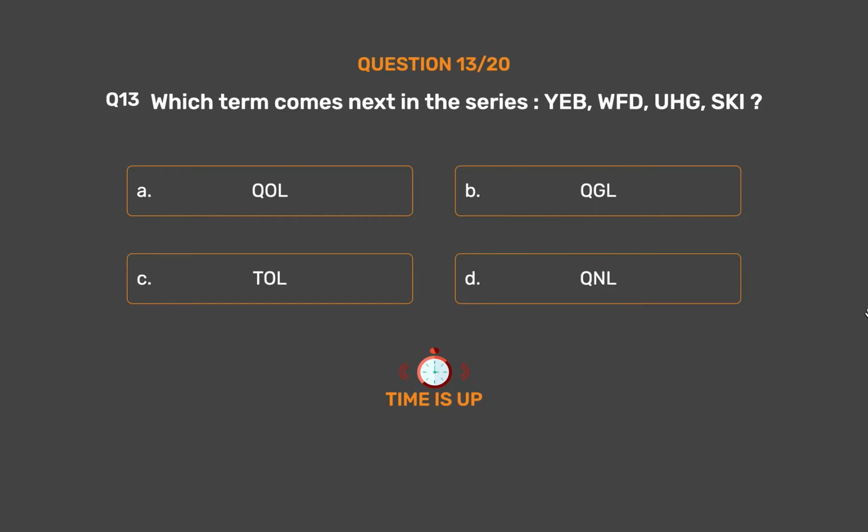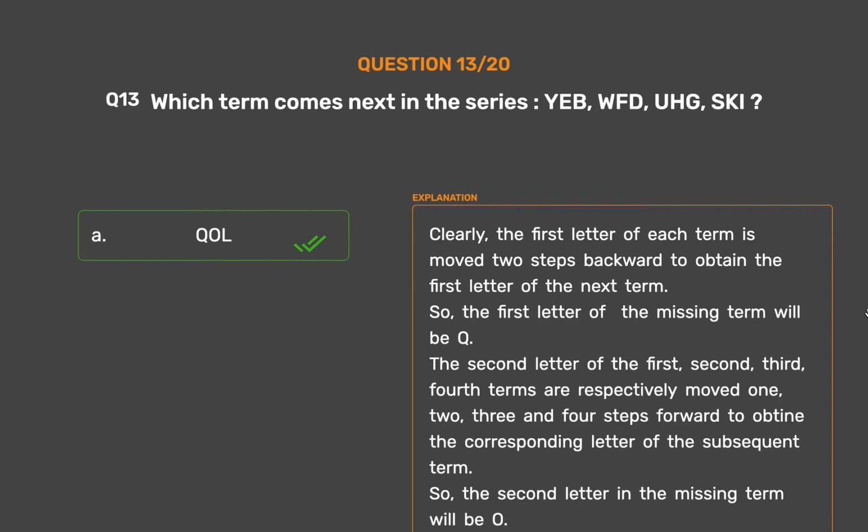The correct answer is option A, QOL. Clearly, the first letter of each term is moved 2 steps backward to obtain the first letter of the next term. So, the first letter of the missing term will be Q. The second letter of the first, second, third, fourth terms are respectively moved 1, 2, 3 and 4 steps forward to obtain the corresponding letter of the subsequent term. So, the second letter in the missing term will be O.